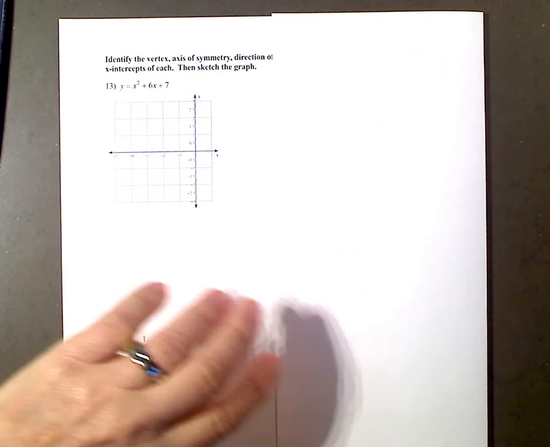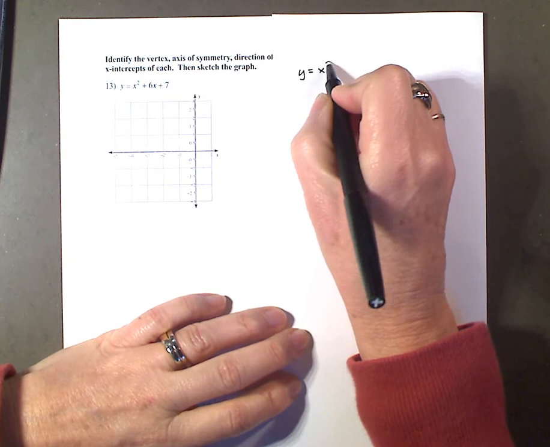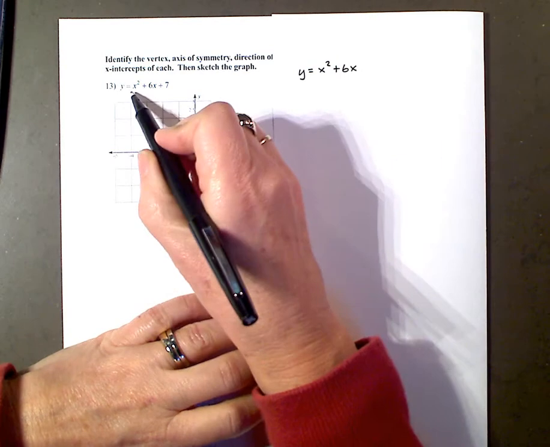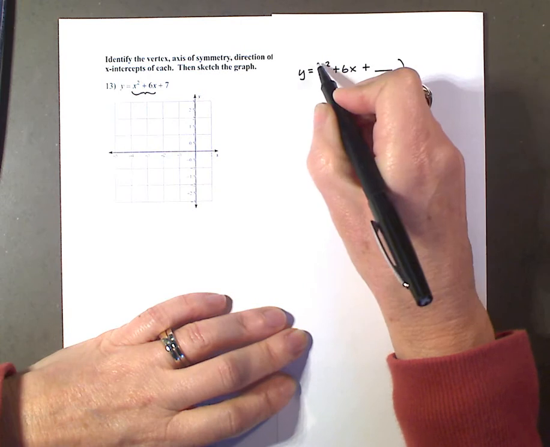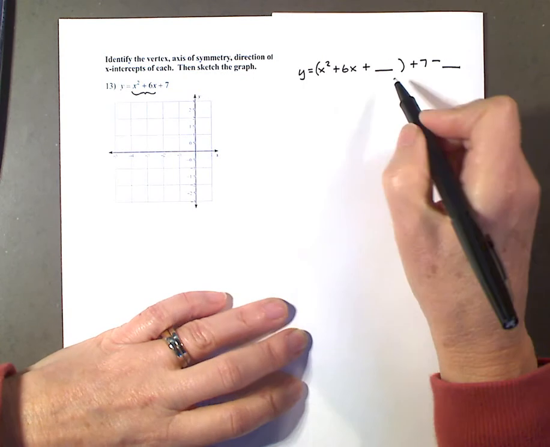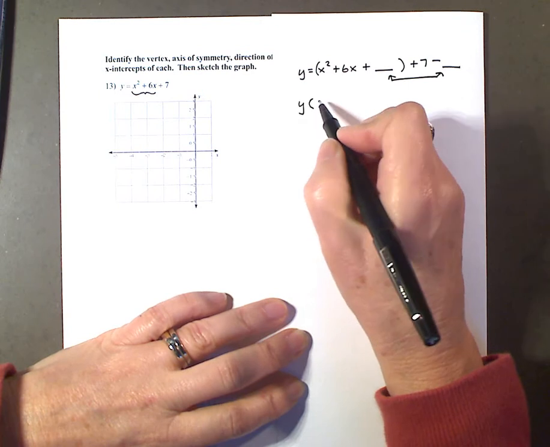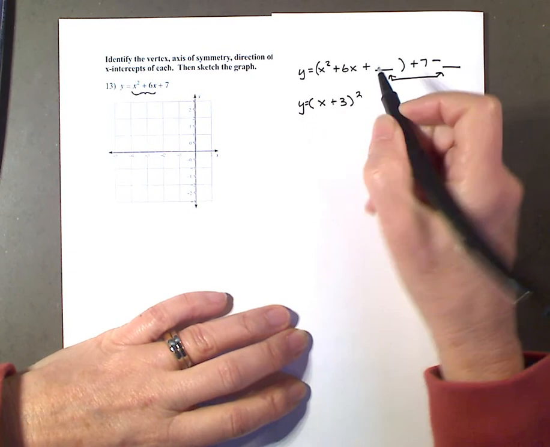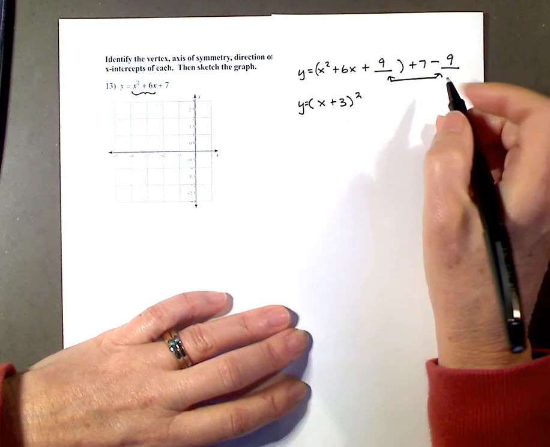So for number 13, this y equals x squared plus 6x plus 7, I'm going to complete the square on these first two terms. So I'm looking at this trinomial, and then I have the plus 7. And of course I have to subtract out whatever I add here. So this is going to be y equals, and a is obviously 1, x plus 3, quantity squared, so 3 squared is 9. I just added 1 times 9, so I'm going to subtract 1 times 9. So this is a negative 2.